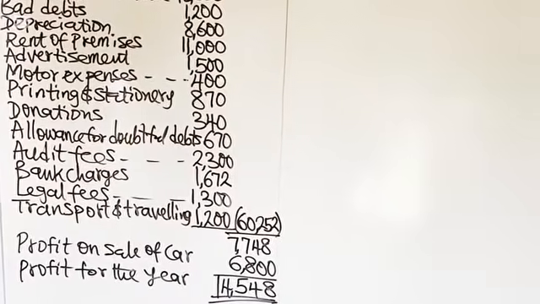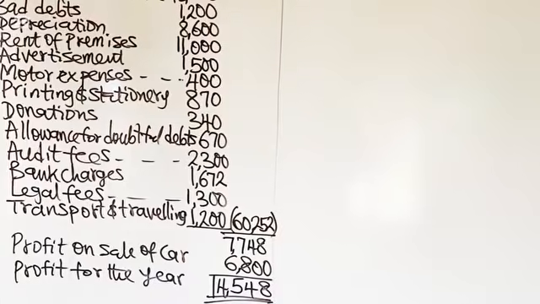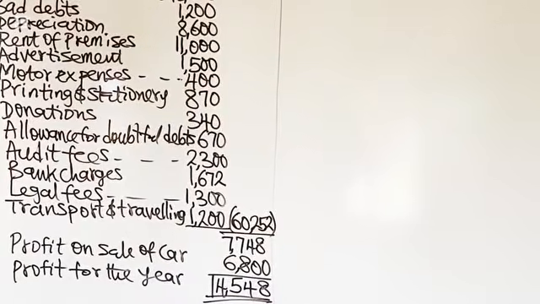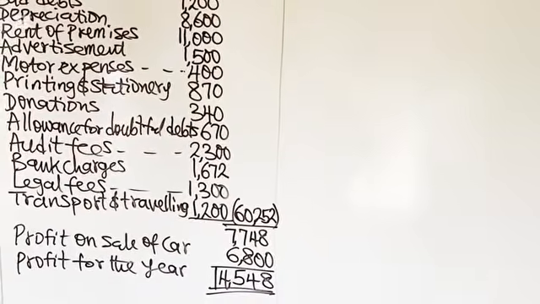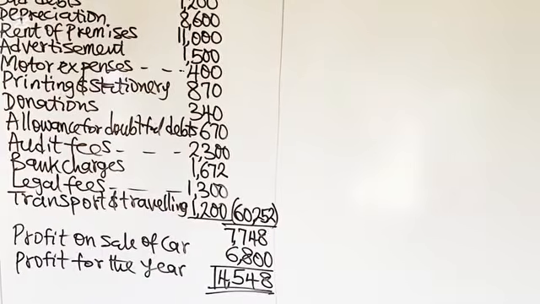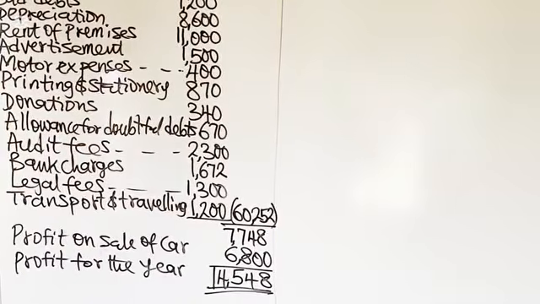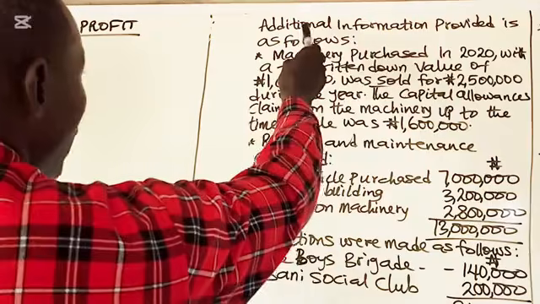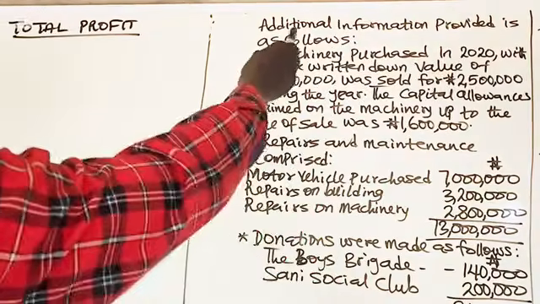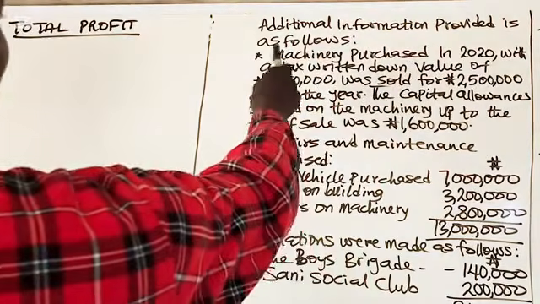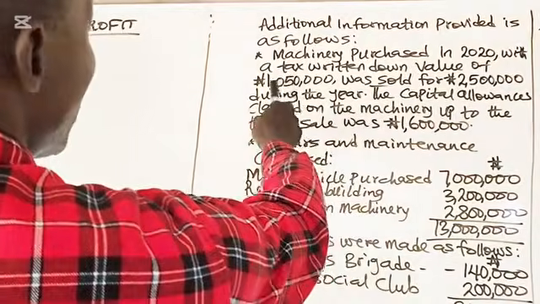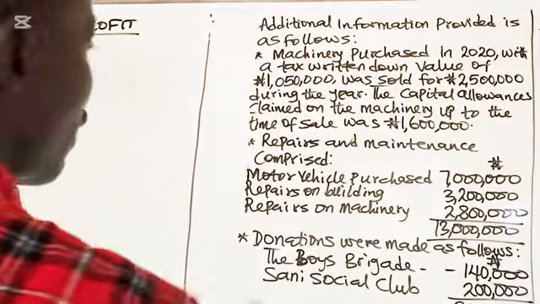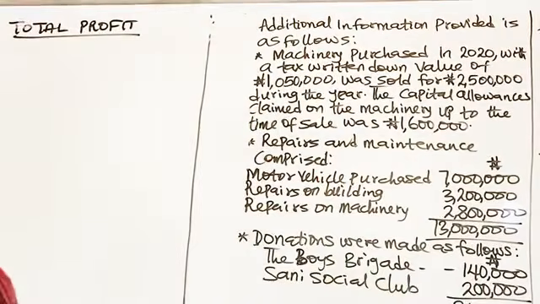Then we have profit of 7,748,000. That is profit before profit on sale of car. Then we have profit on sale of car of 6.8 million. We have profit for the year of 14,548,000 naira. Additional information provided is as follows. 1. Machinery purchased in 2020 with a tax written down value of 1,050,000 naira was sold for 2.5 million naira during the year.